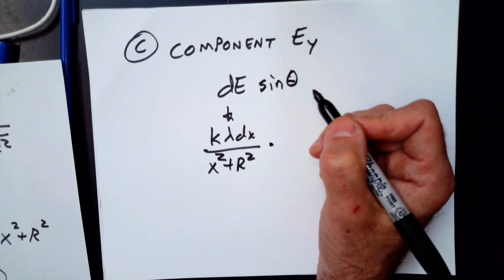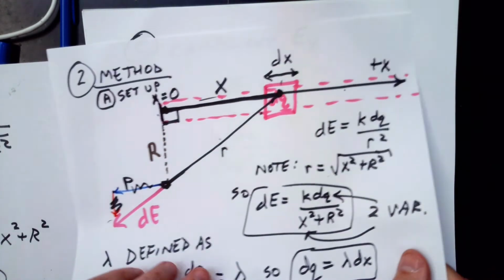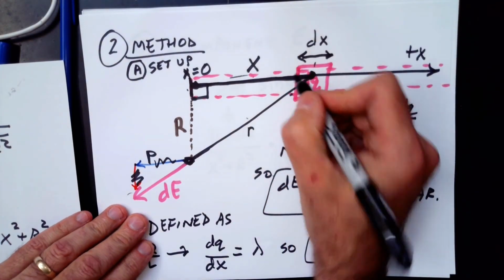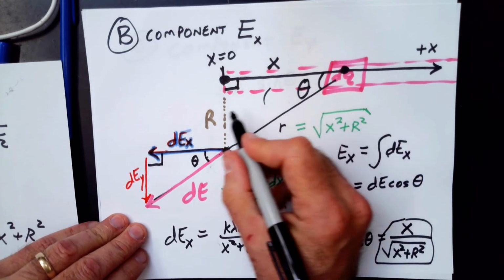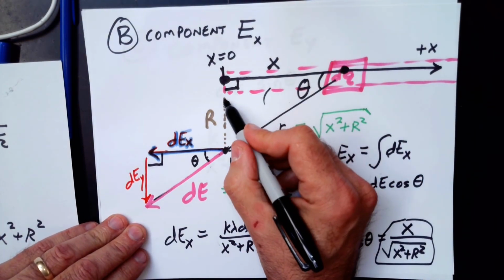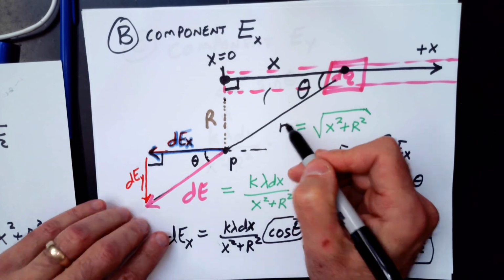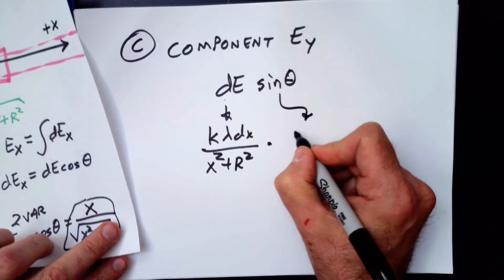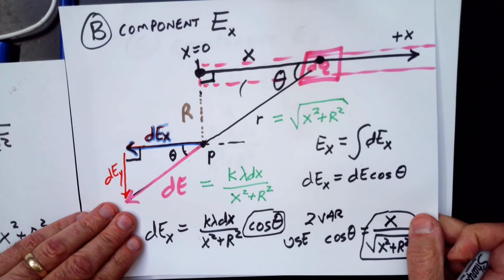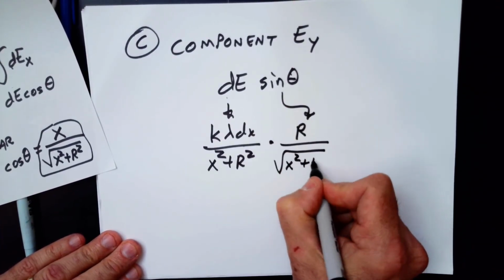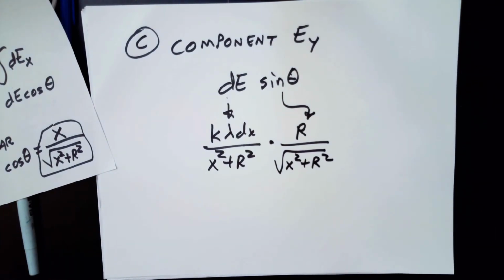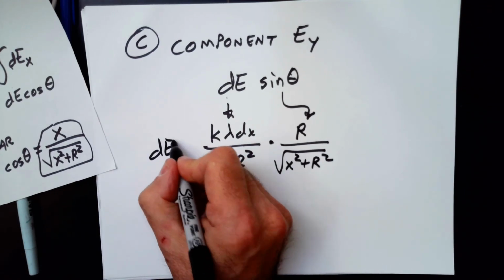You can use the sine component. So you have to go back to this diagram and see what's the sine component. Let's see. There's this diagram. Okay, there's our theta, and the sine component would be opposite over hypotenuse. So the sine part would be the opposite side, which is capital R, over the hypotenuse, which is the square root of x squared plus capital R squared. You can see this looks extremely similar. Everything is the same as the previous. This is dEY.